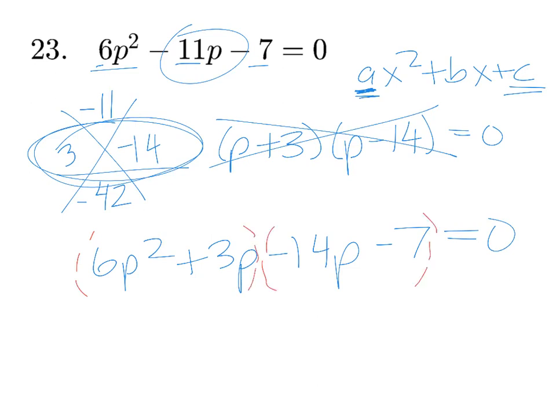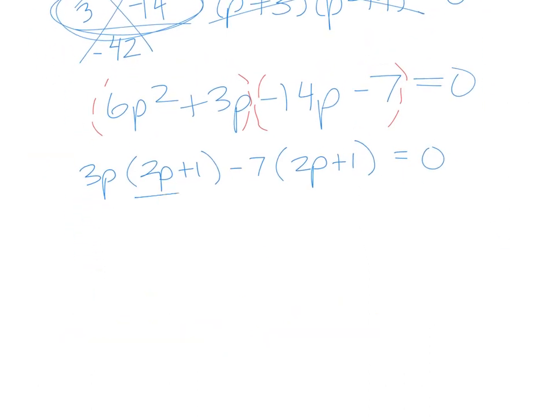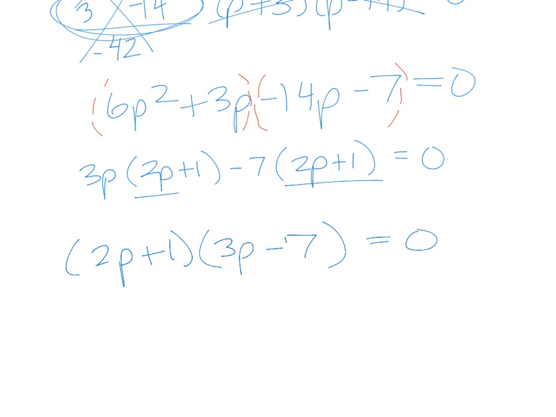All right. Out of the first group, I could factor out a 3 and a p, which leaves me with 2p plus 1. Out of the second group, I could factor out a negative 7, leaving me with 2p plus 1. Okay? And so I have 2 terms. I'm going to factor out a 2p plus 1, and then I'm left with 3p minus 7. Okay? Equals 0. Now I set both pieces equal to 0 and solve.